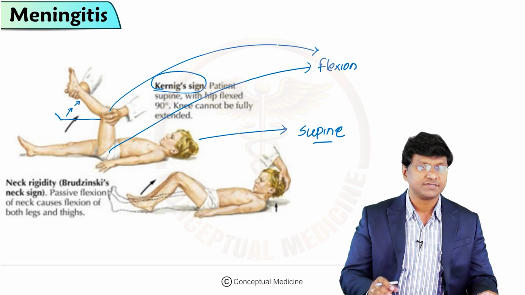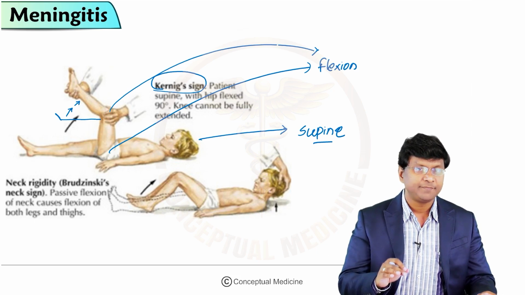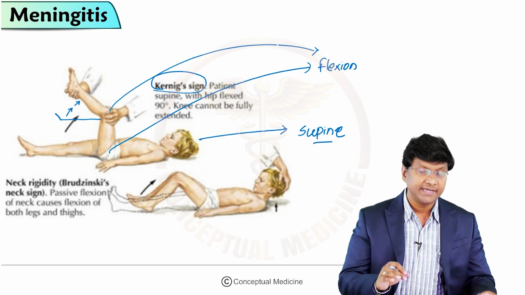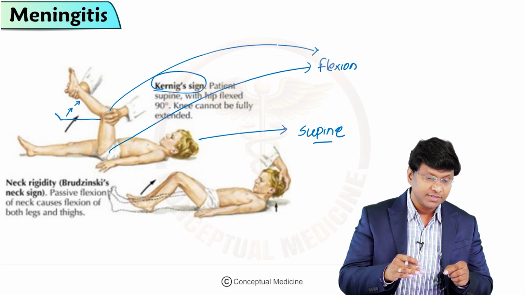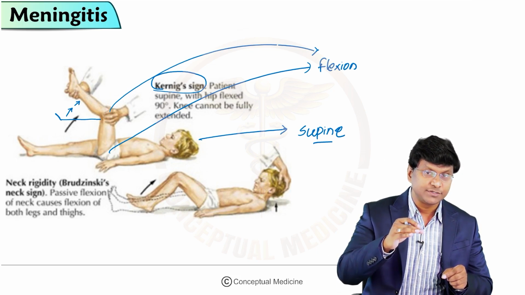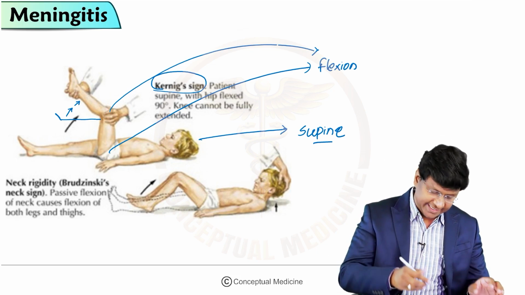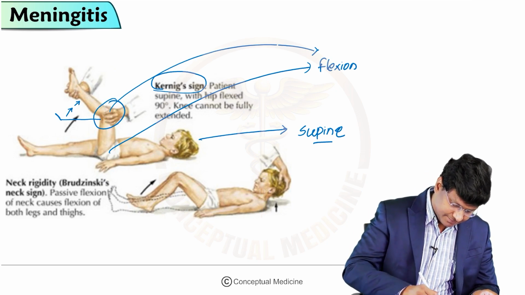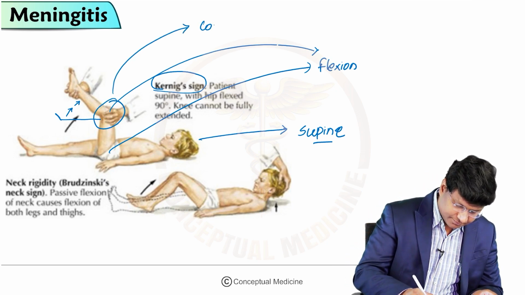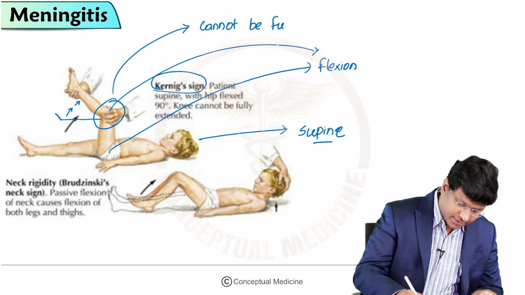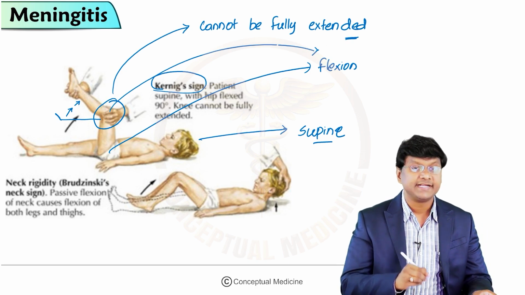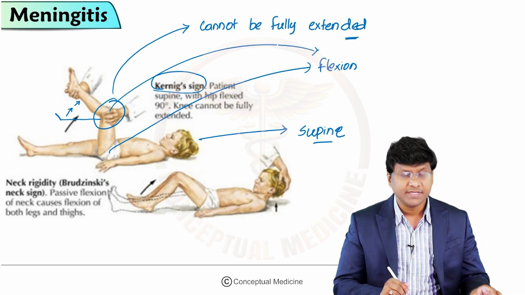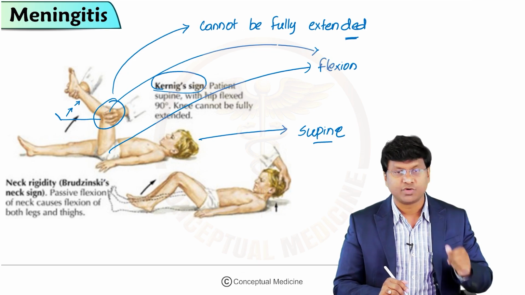Kernig sign: the patient is made to lie in the supine position with hip flexed at 90 degrees, and whenever you are trying to do the knee extension from the flexed position, the knee cannot be fully extended. That is what is your Kernig sign. Okay, and you also have to anticipate what is the reason.